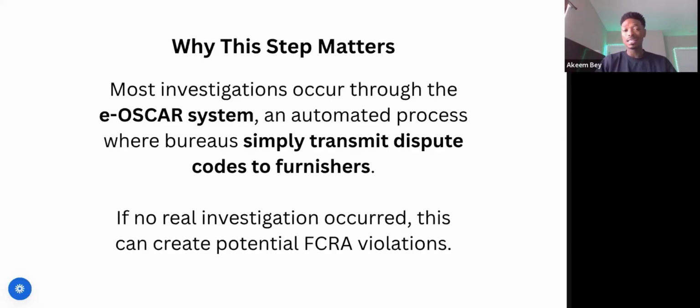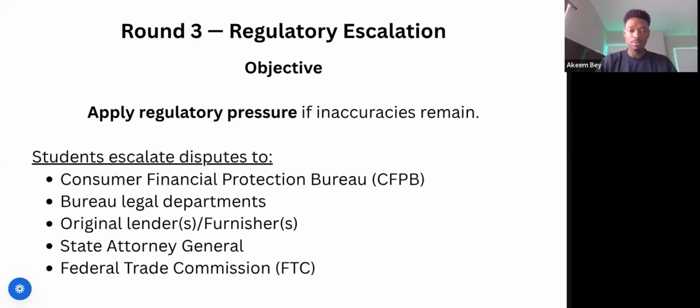So why does this step matter? Again, most investigations occur through what's called the eOscar system, which is an automated process where the Bureau simply transmits dispute codes to the furnishers. Again, there's no real person that's involved, no real discretion. And if no real investigation occurred, this can create potential FCRA violations. And it happens every single time because that's all that they use. It costs them too much to hire a staff to really be able to investigate these things properly.